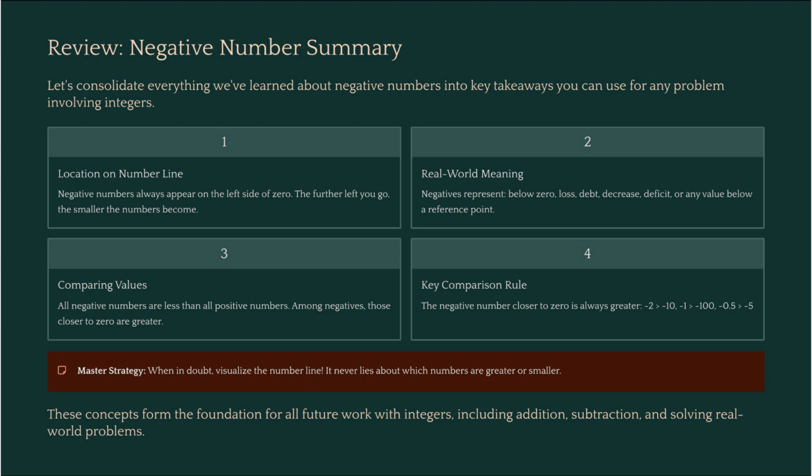Let's quickly review our key facts about negative numbers. They live on the left side of the number line. They represent ideas like debt or loss. They are smaller than all positive numbers. And here's the tricky part. When comparing two negative numbers, the one that is closer to 0 is the larger one. For example, -2 is much greater than -10.